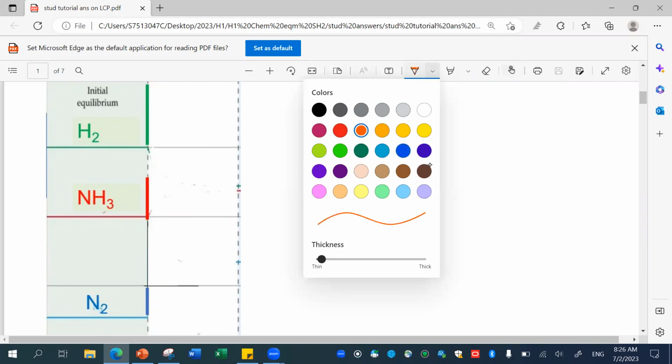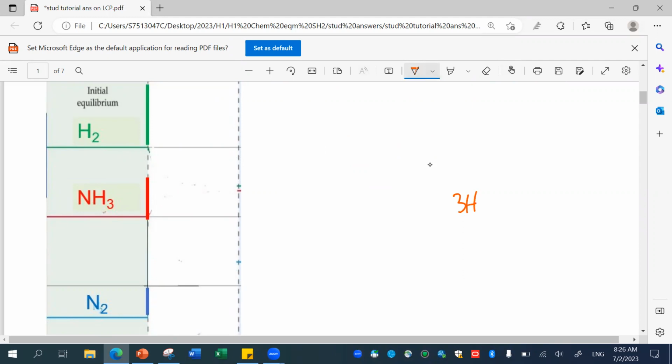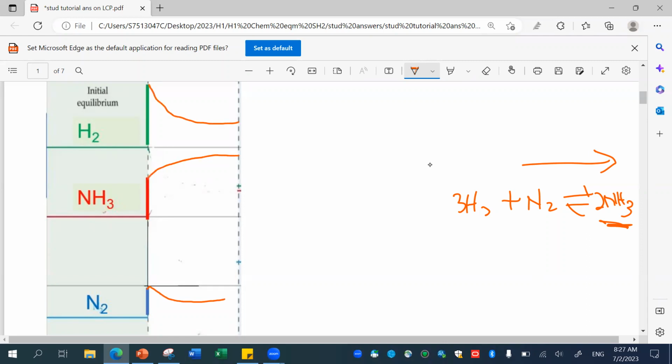So if you look at this example again, now we have 3 hydrogen plus nitrogen to form ammonia. When all of them shoot up due to the decrease in volume, it will shift to the right hand side, so as to reduce the number of gaseous particles. As the hydrogen and nitrogen is reacted away, it will drop. This is the only one that increases.